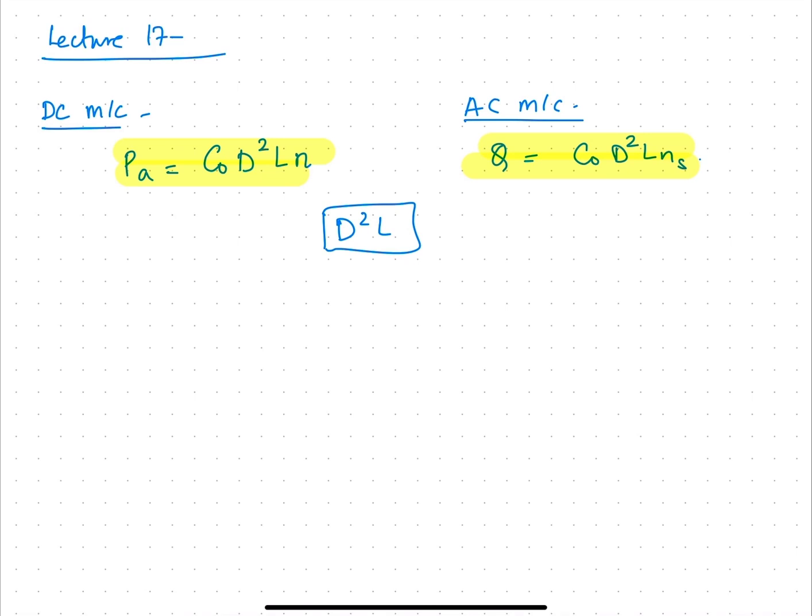we mentioned in the previous classes that the armature power developed, PA, is equal to C0 D square L N, and for the AC machine it is Q, which is equal to C0 D square L N S. So if you see, in both these equations this factor D square L is present in both the outputs. So before we proceed towards the design, it is necessary that this product D square L be split up.